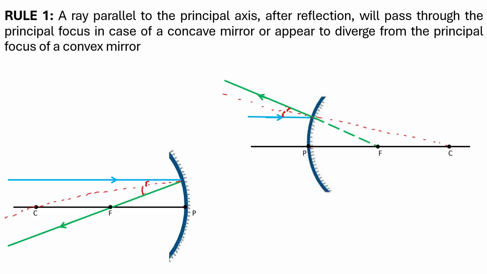Okay, so that's it for today. So we have 4 rules. Be thorough with the rules. Don't try to learn the rules by heart. Draw and learn the rules for a better understanding. You should draw and practice all the rules thoroughly so that your ray diagrams will be easy.